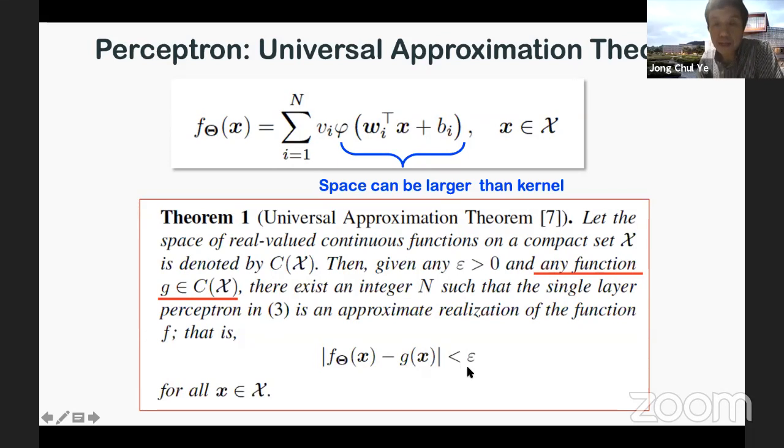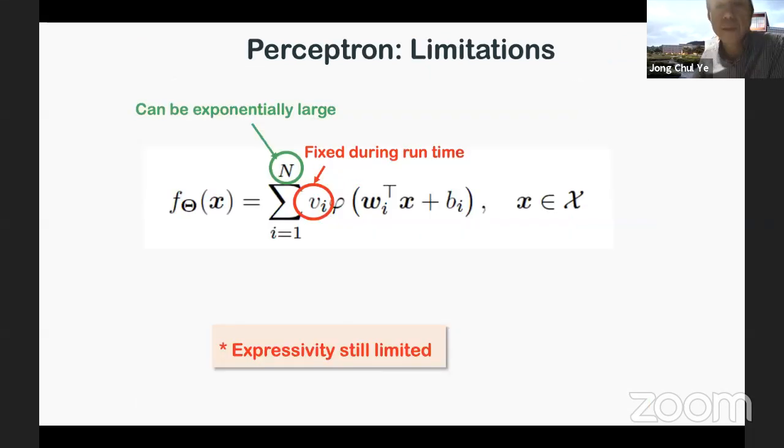It looks like a very nice result, but there is still a limitation from the wish list we discussed before. For example, even though it can do that, the number of neurons you require to approximate with arbitrary accuracy becomes exponentially larger. Furthermore, if you train the neural network, it can be adapted with new data, but the expansion coefficient is fixed during runtime. So because of that, the expressivity is still limited.